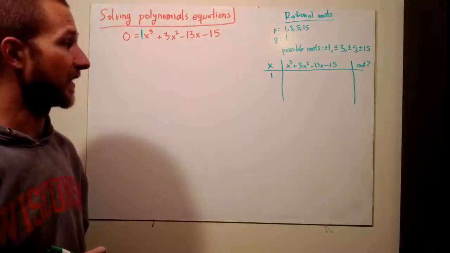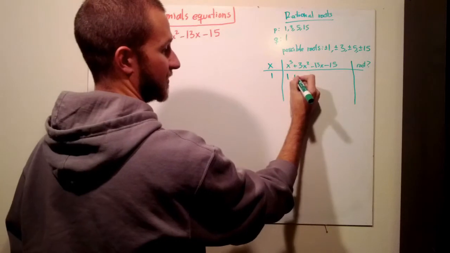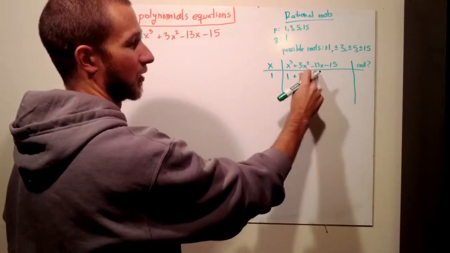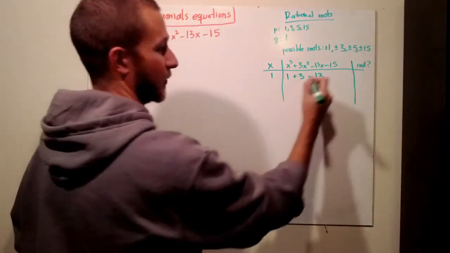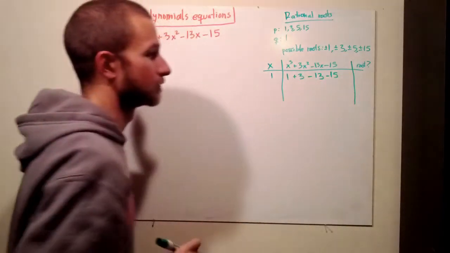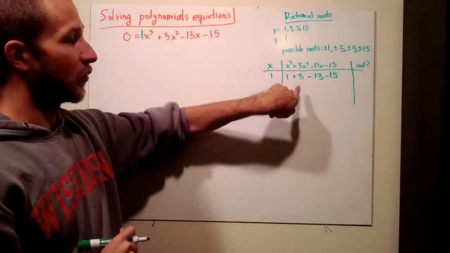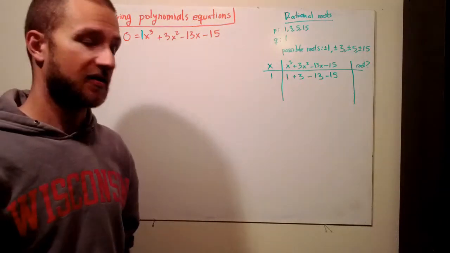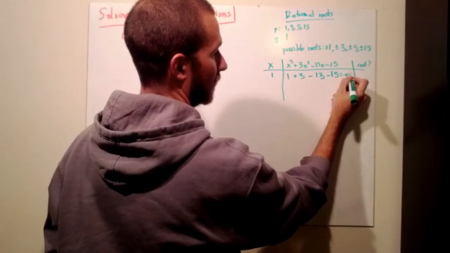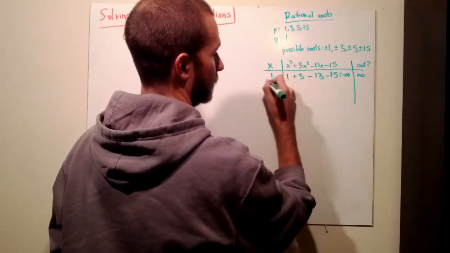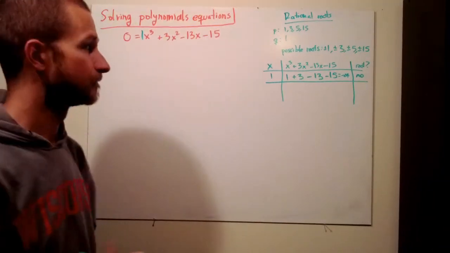Okay. If I plug in positive 1 here, 1 cubed is 1, x squared is 1 times 3 is 3. 13 times 1 is 13, so I get minus 13, and then minus 15. I get that just by substituting 1 for x. 1 plus 3 is 4, 4 minus 13 is negative 9, and negative 9 minus 15 gives me a negative 24, so it tells me no. x equals 1 is not a root.